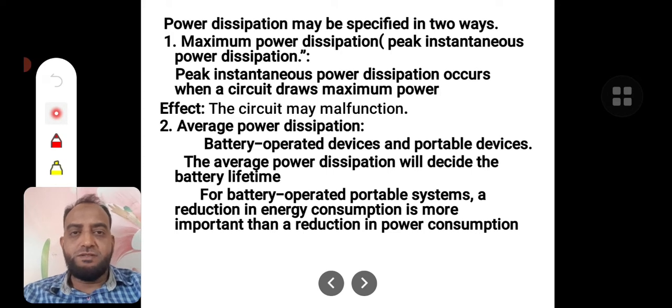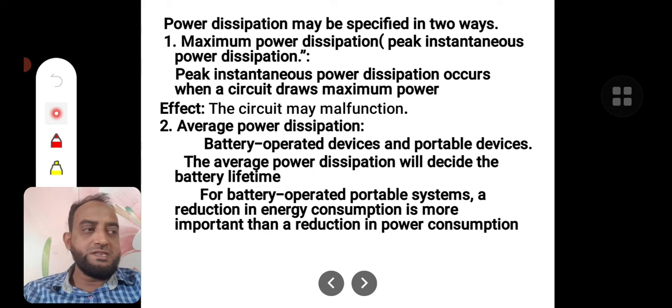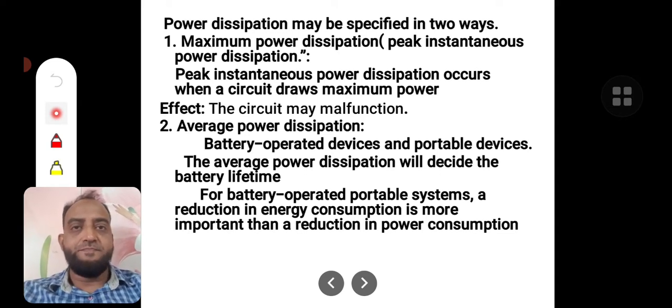Today we will start with chapter 3. In this lecture, we will discuss the introduction to the sources of power dissipation. The third chapter title is sources of power dissipation, and the introduction will be given in this lecture.